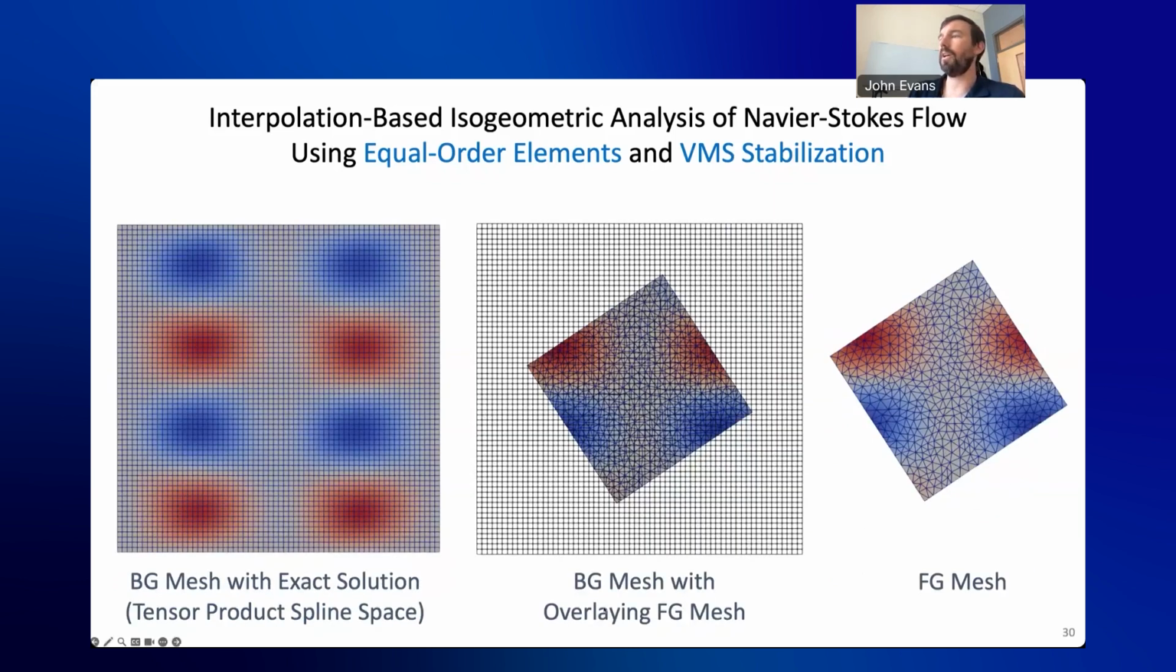And just to show you an example, here's a background mesh with an overlaying foreground mesh. Here we're going to actually use a non-background-fitted foreground mesh, again, just to show that this can work. And here's our background mesh with the exact solution.